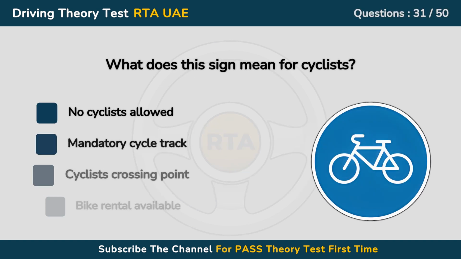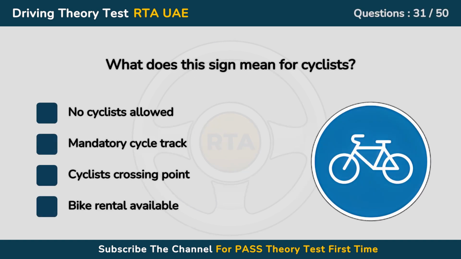Question 31. What does this sign mean for cyclists? A. No cyclists allowed. B. Mandatory cycle track. C. Cyclists crossing point. D. Bike rental available.